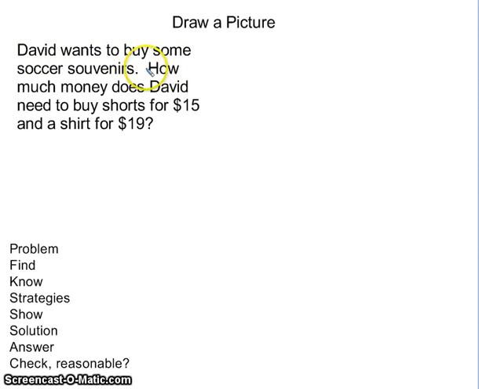David wants to buy some soccer souvenirs. How much money does David need to buy shorts for $15 and a shirt for $19? So how much money does David need? That sounds like a total. So when I draw the picture, I would put a line along here, the top, like this, just a long bar. Kind of put the question mark, because our problem is up here, and we need to find how much money does David need?